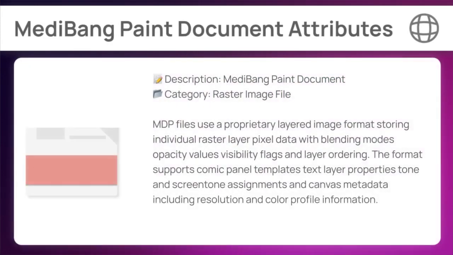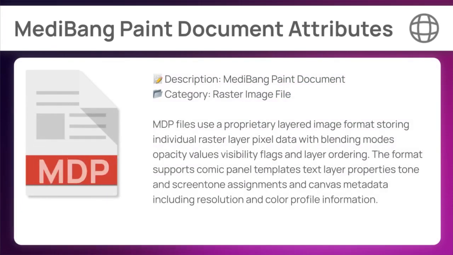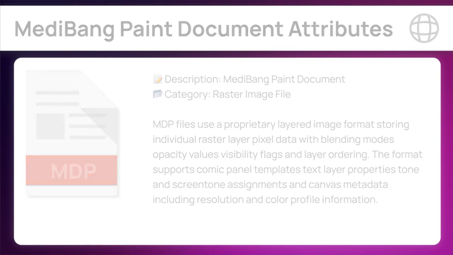MDP files use a proprietary layered image format, storing individual raster layer pixel data with blending modes, opacity values, visibility flags, and layer ordering. The format supports comic panel templates, text layer properties, tone and screen tone assignments, and canvas metadata, including resolution and color profile information.